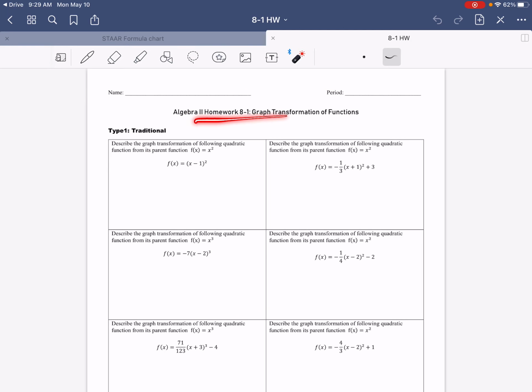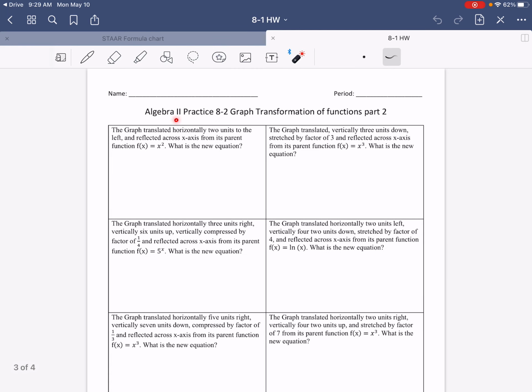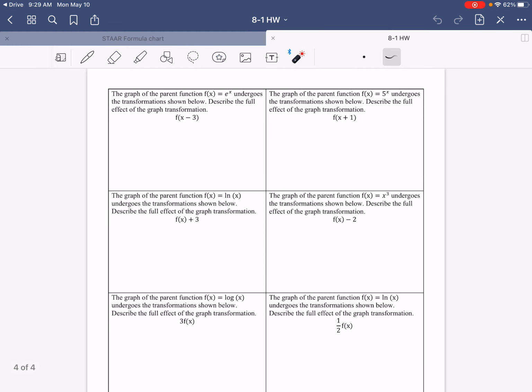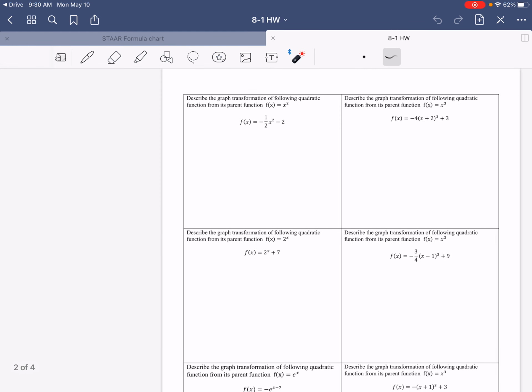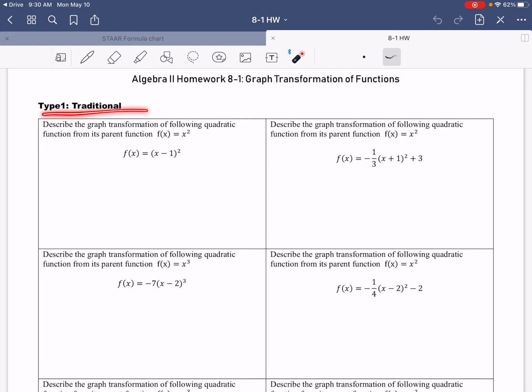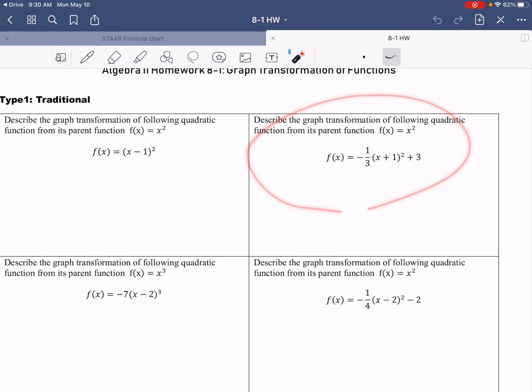This one says homework number 1 and this one says practice for 8-2, and you're exactly right. This one was designed as a homework, but now we're gonna do it as a practice. Okay, so let's see if you can remember type 1 traditional. So I will go over this question.